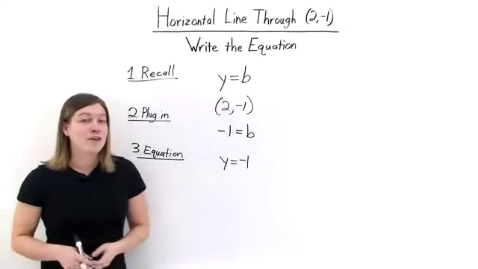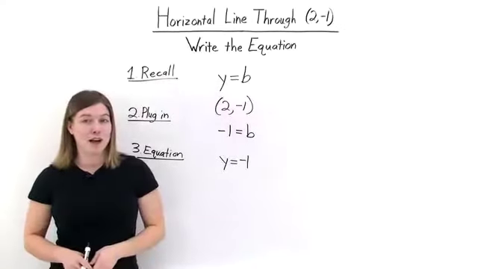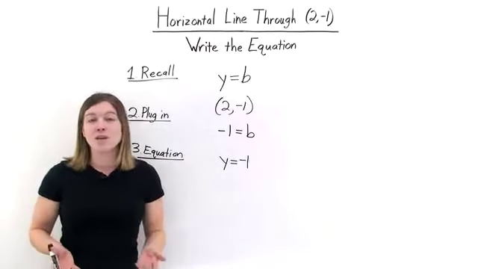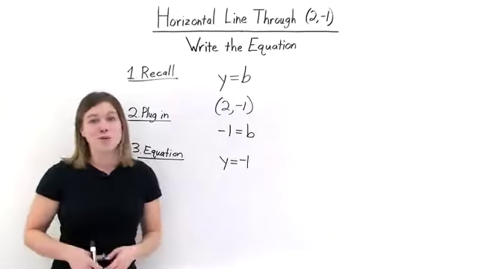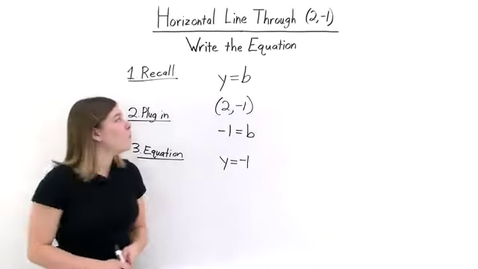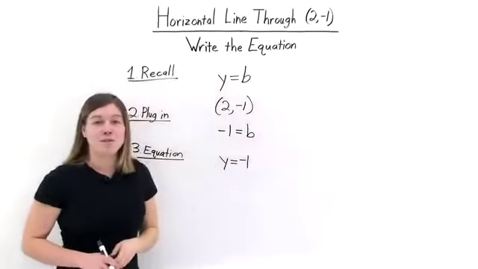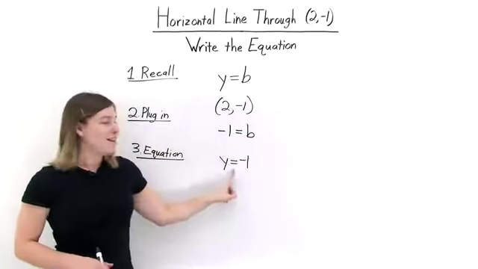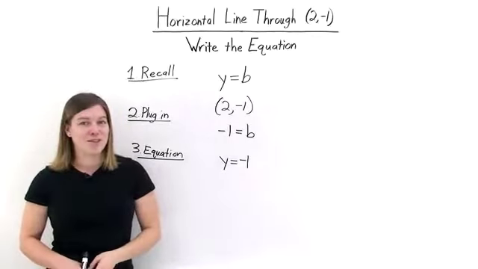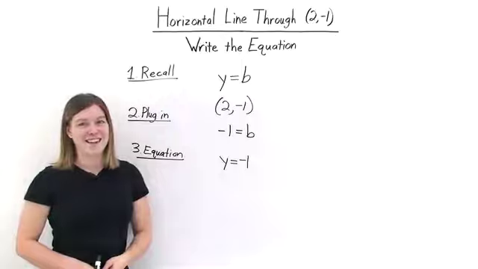Now, we could have figured this out a lot faster just by knowing that we had a horizontal line. Because remember, in a horizontal line, the y-coordinates are the only ones that matter. The x-coordinates don't matter. So, all we would need to do is take our point (2, -1), take out the y-coordinate, and set that equal to y. This will give us this same equation. So now we know how to find the equation for a horizontal line.